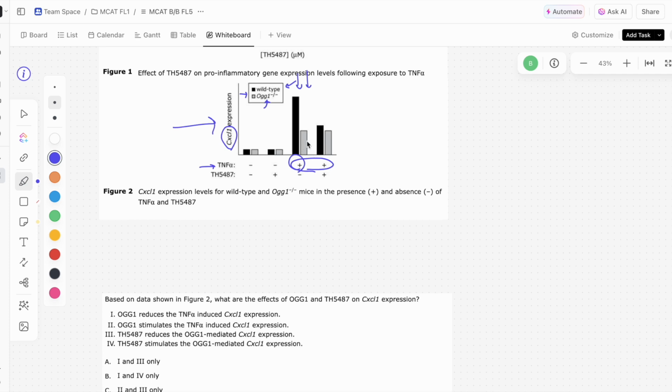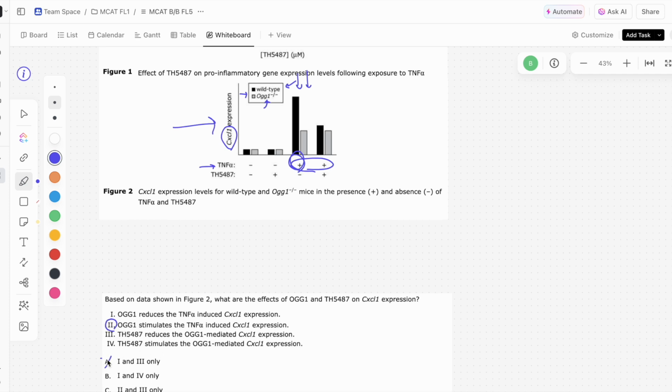don't have OGG1. So what does that tell us? It looks like OGG1 is increasing the amount of CXCL1 expression when you add TNF-alpha. When you don't have OGG1, you don't get as great of an increase of CXCL1 when you add TNF-alpha into the mice. So what does that tell us? That OGG1 stimulates the TNF-alpha-induced CXCL1 expression. So 2 is correct, all right?